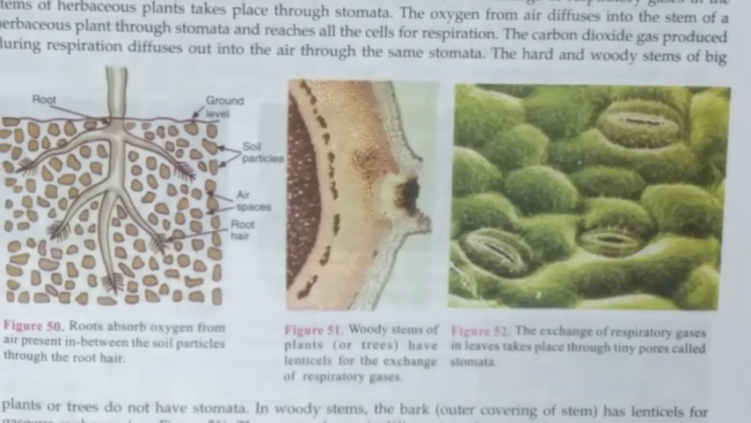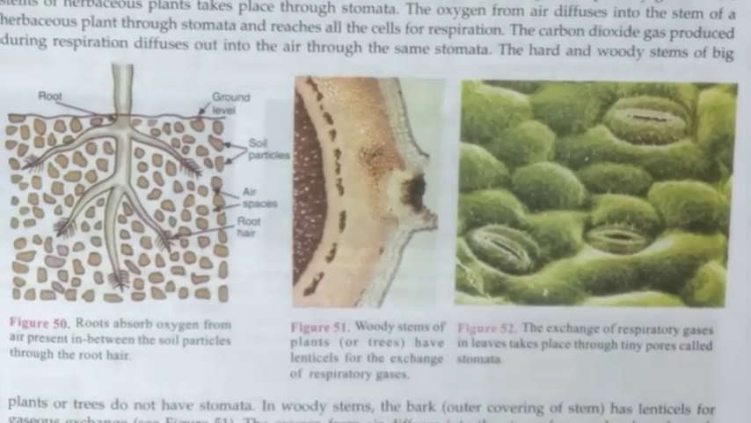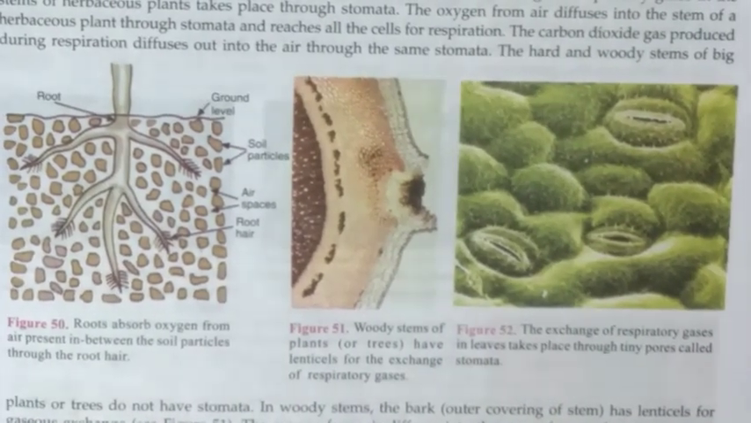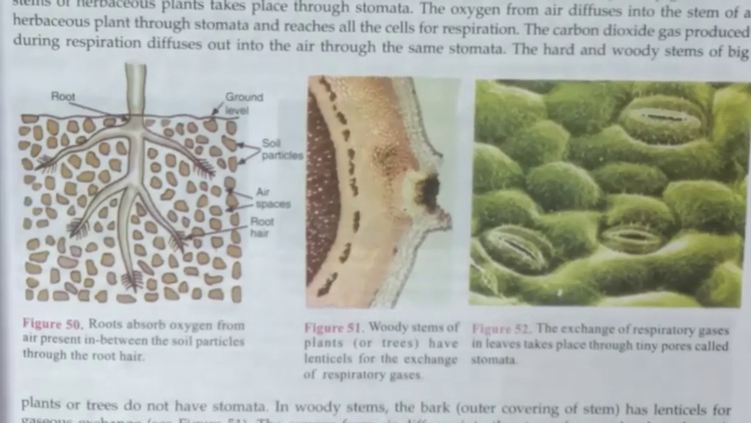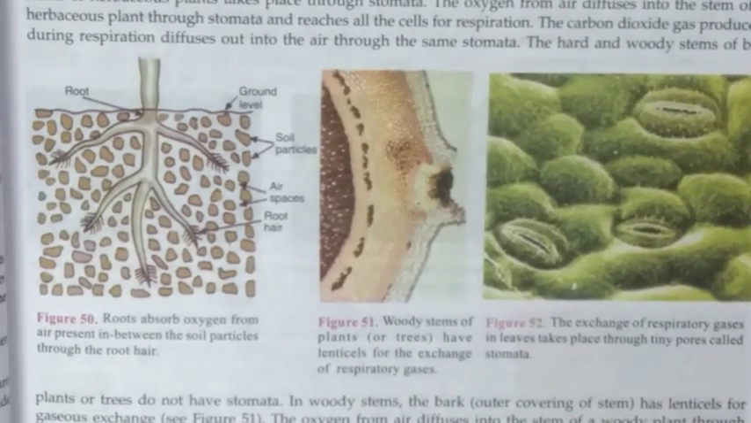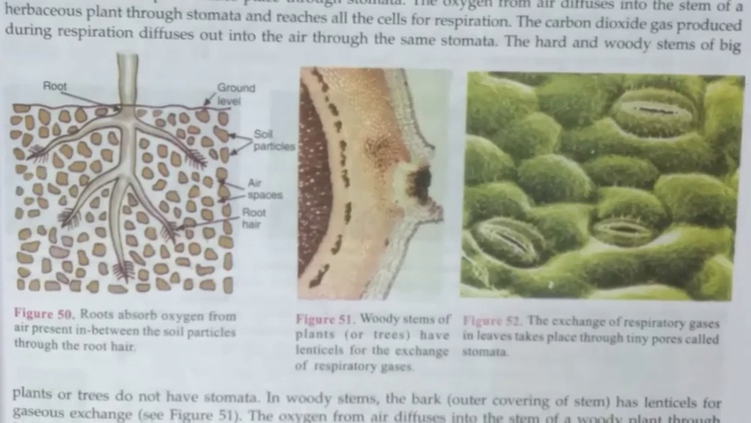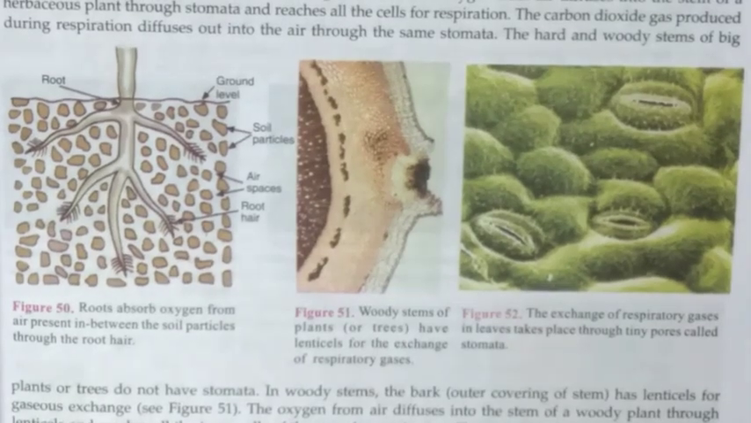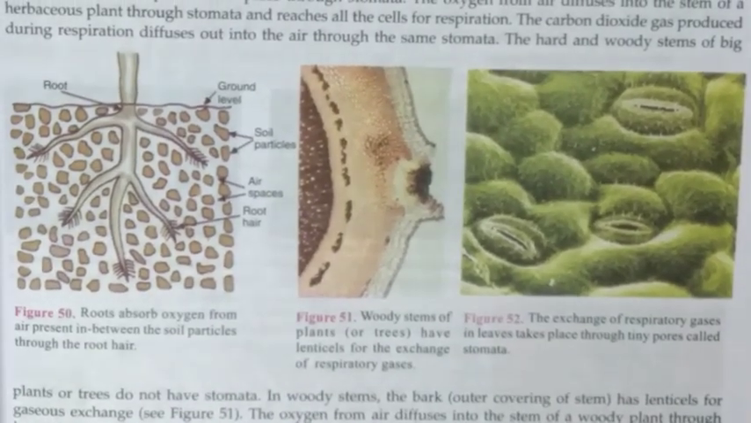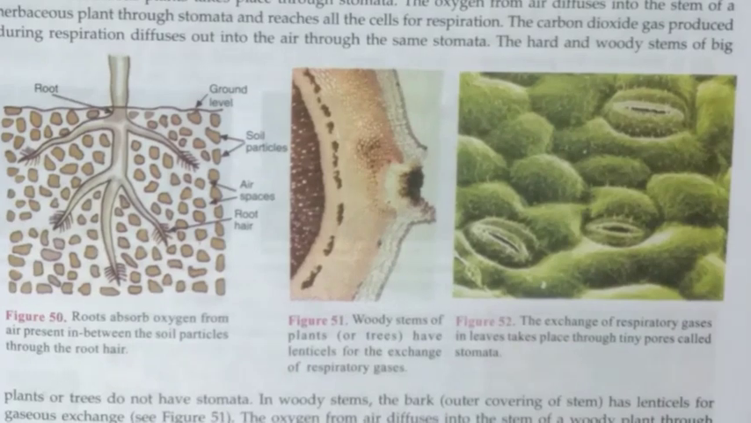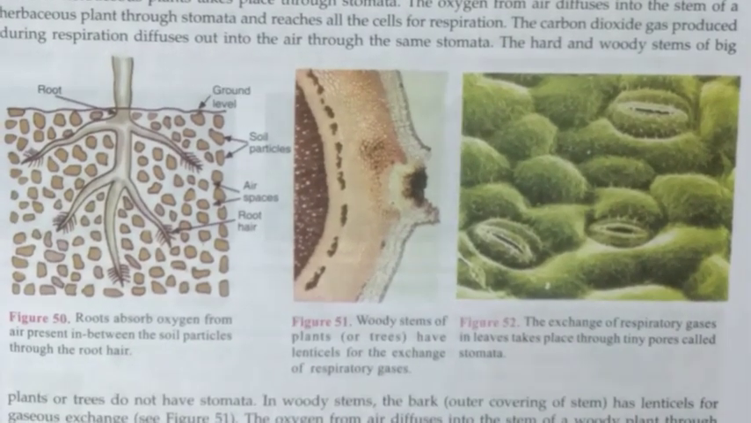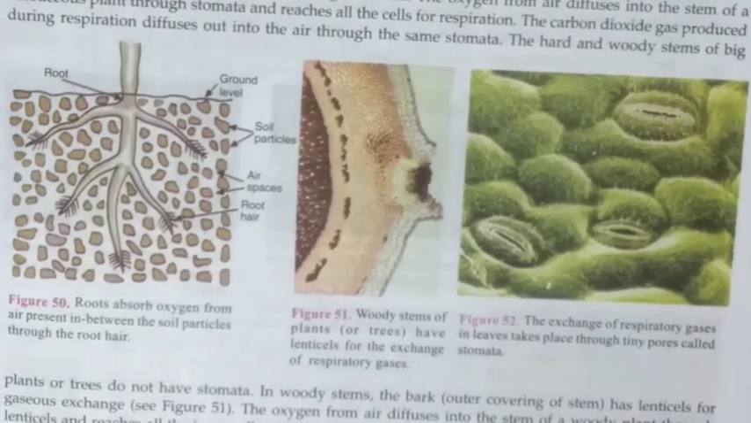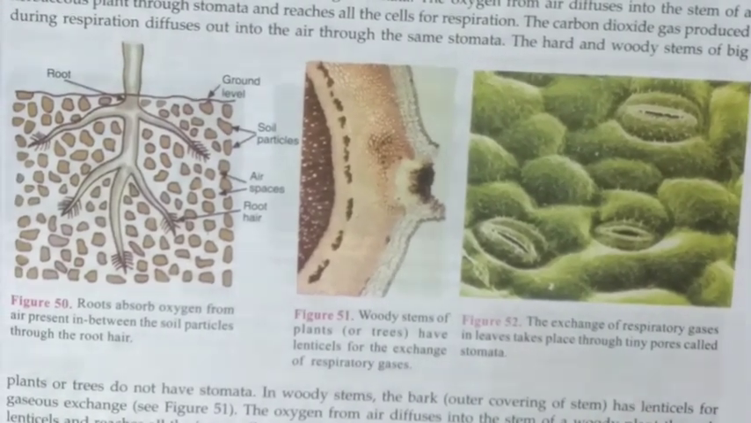Now the respiration through stomata, that is mainly in leaves, okay? The leaves of the plants have tiny pores which are called stomata. Now we all know stomata is the opening, right, which is guarded by guard cells. The exchange of respiratory gases in the leaves takes place by the process of diffusion through stomata. Now it should be noted that respiration in leaves occurs during the daytime as well as at night. On the other hand, photosynthesis only occurs during the daytime. Why? Because it needs sunlight, right?